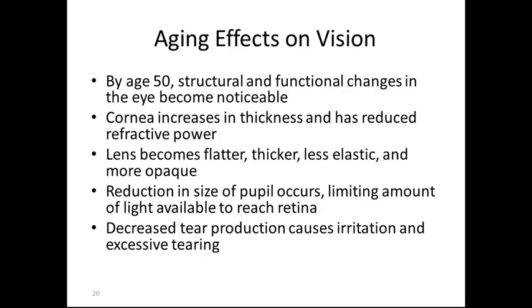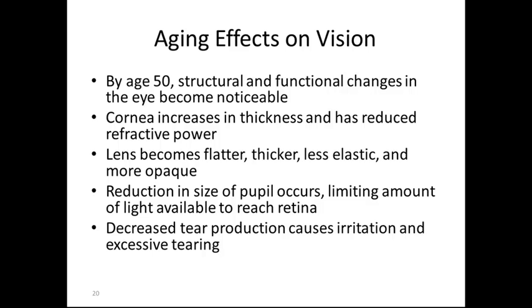Aging effects on vision. By the age of 50, structural and functional changes in the eye become noticeable. You will sometimes see in elderly patients that the eye sinks back into the orbit a little bit more. The cornea also increases in thickness and reduces in its refractive power. Lenses become flatter, thicker, less elastic, and more opaque, and sometimes may have a yellowing effect, which causes changes in color vision.